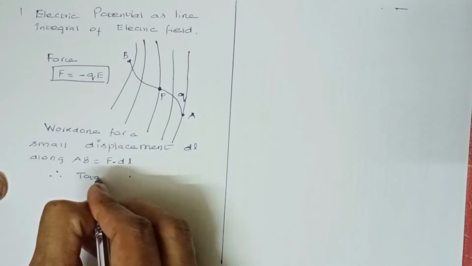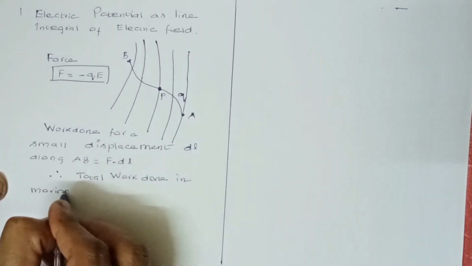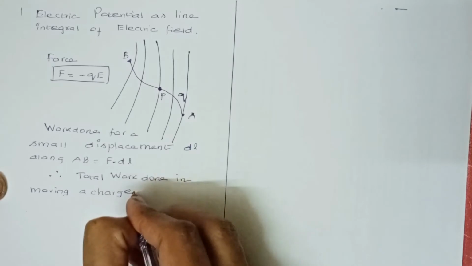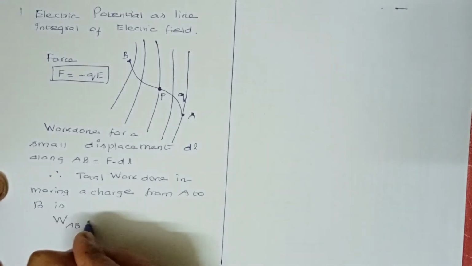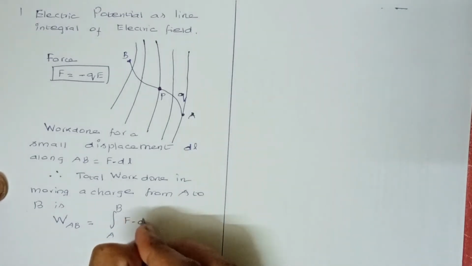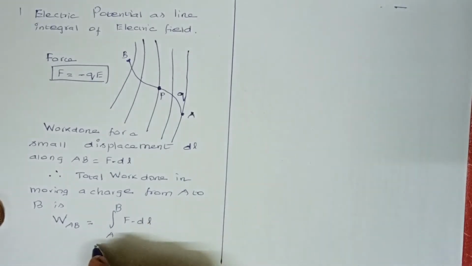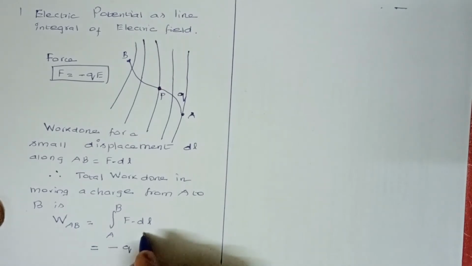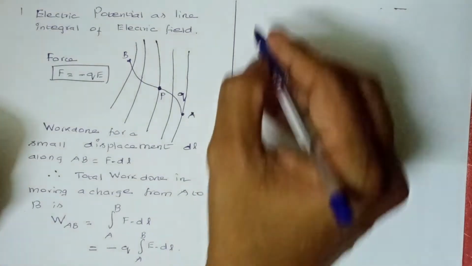Therefore, the total work done in moving a charge from A to B is W_AB equal to the integral from A to B of F dot dl. You know the work done formula, W equals F dot dl, with integration between the limits. Since F equals minus QE, W equals minus Q times the integral from A to B of E dot dl. This is the relation for work done in terms of the electric field and the displacement vector.